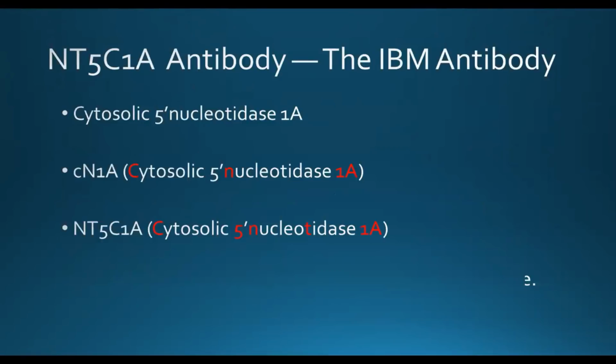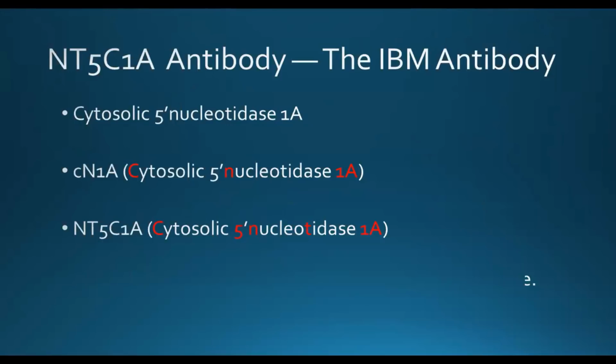So now I'd like to talk about this NT5C1A antibody, which you might call the IBM antibody, because there's only one antibody that's been strongly associated with IBM. That abbreviation NT5C1A comes from the full name of the molecule that the antibody attacks. And that molecule is called cytosolic 5' nucleotidase 1A. It's quite a mouthful, so you can see how it's abbreviated.